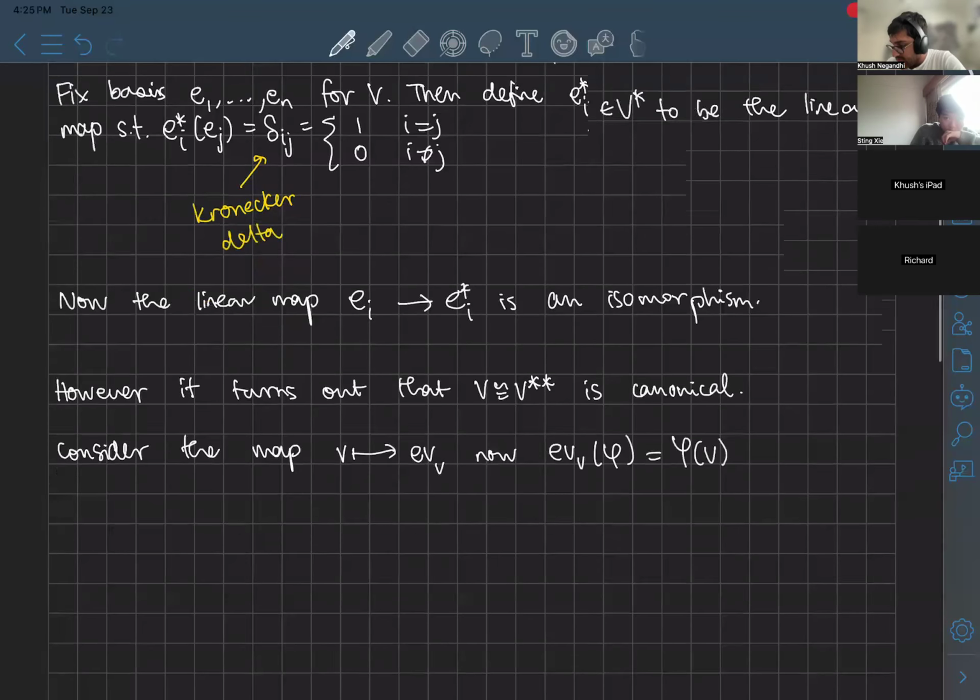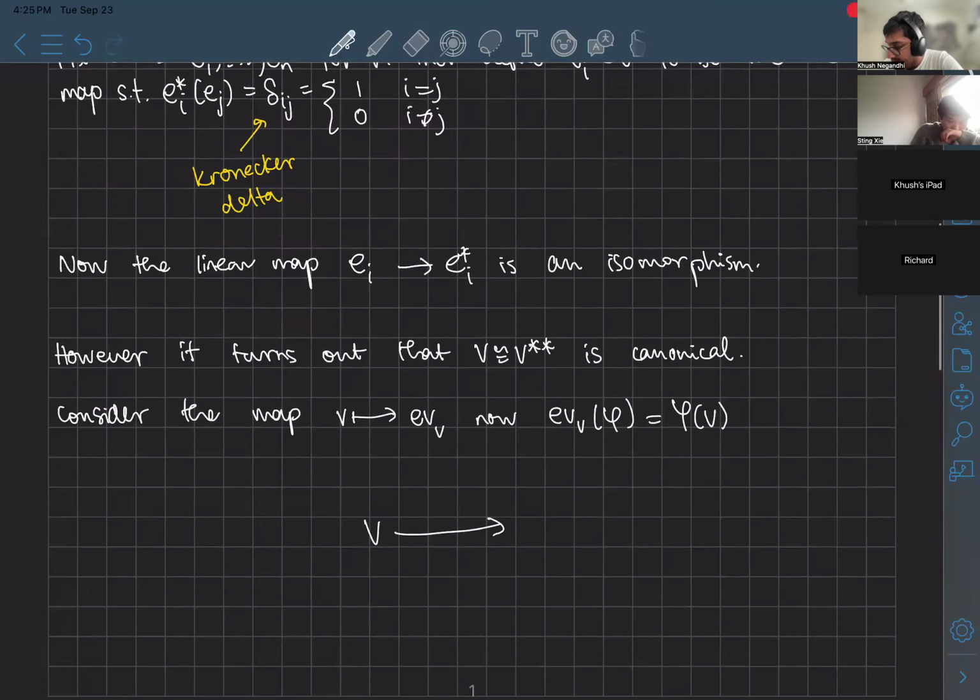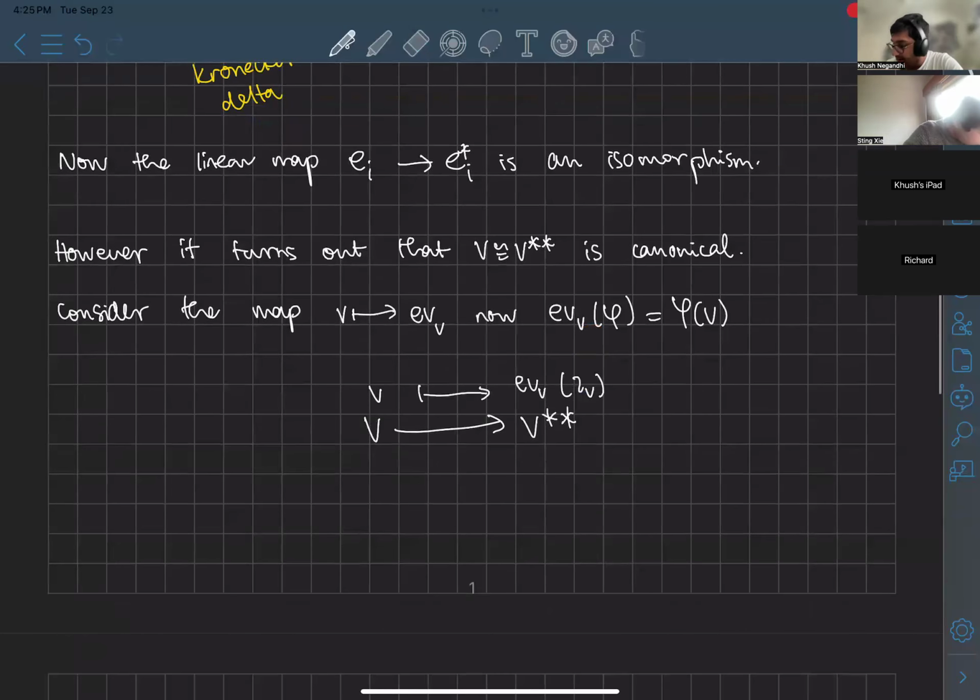So let's decipher what's happening. You're going from V into V double dual. It takes V, and you're mapping V into EV of V. Another way of writing this is iota V. This is what I'll actually use more. And now you take some element phi. If we try to decipher what phi is, phi takes an element in the dual space and it maps into R.